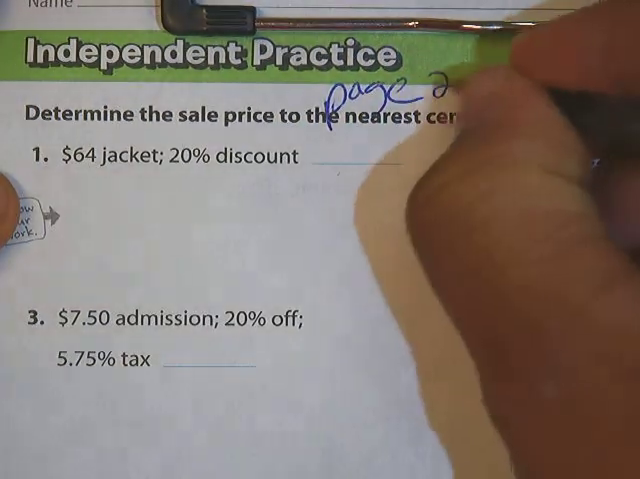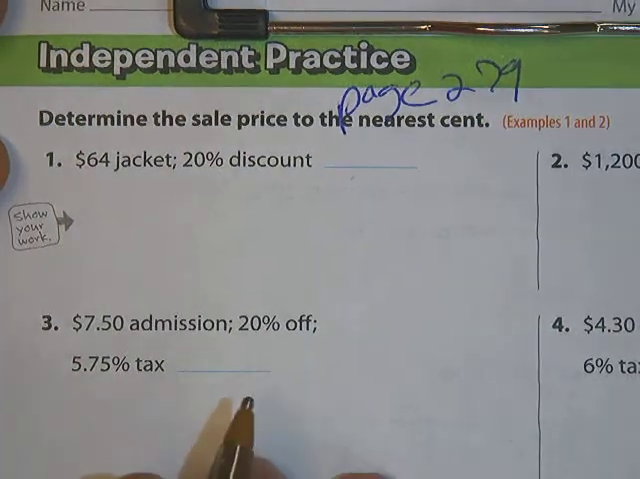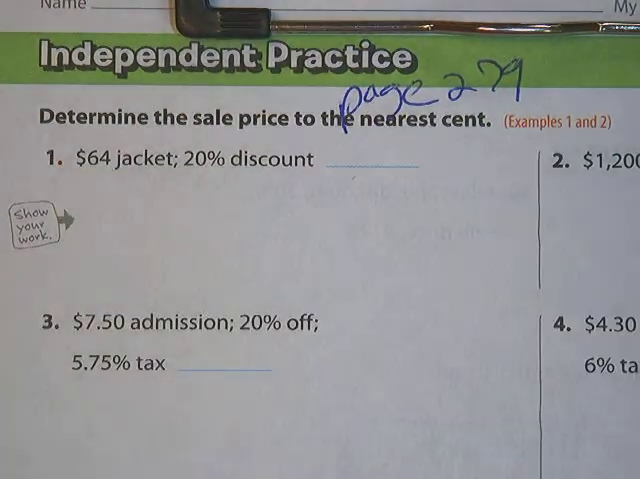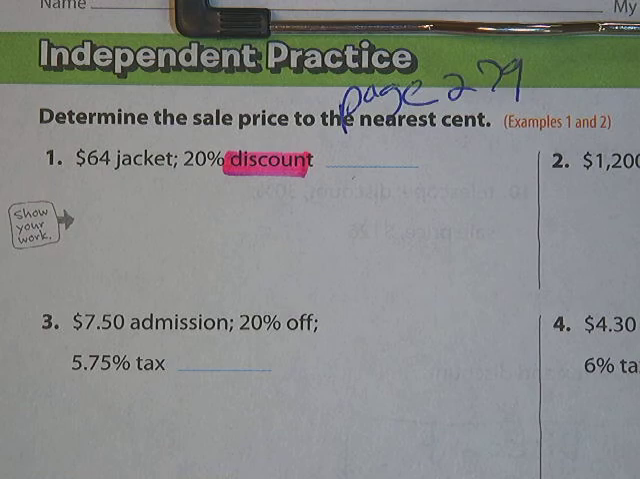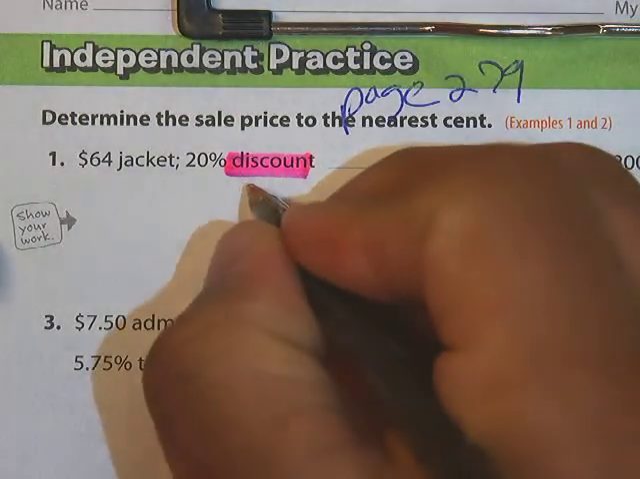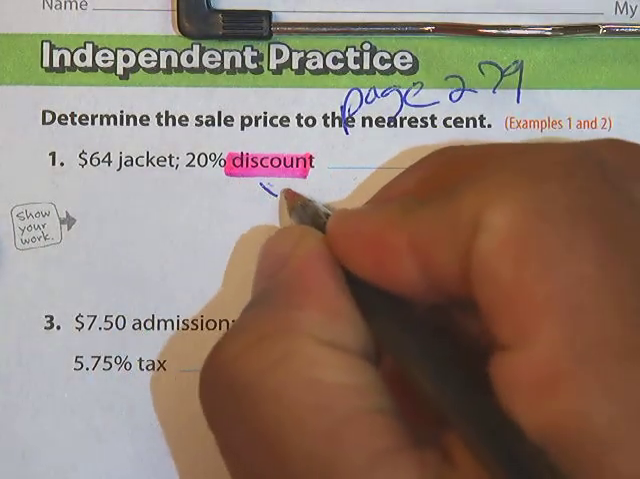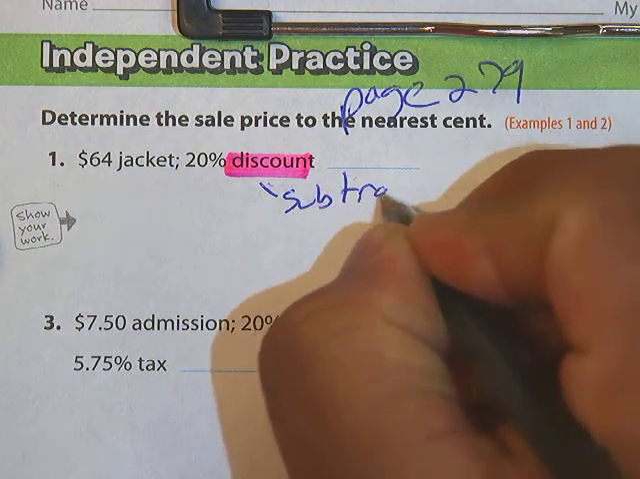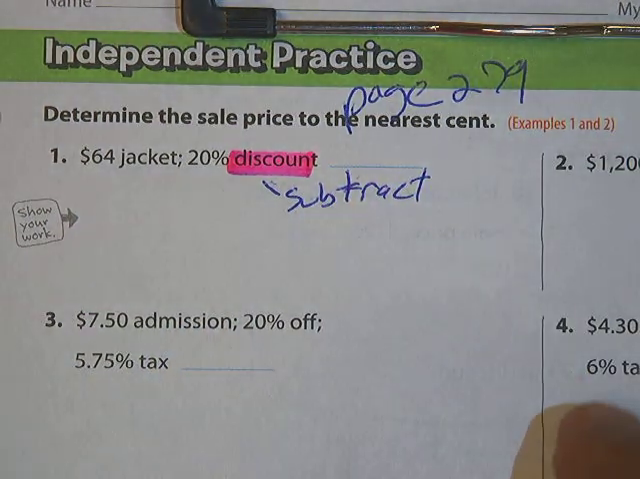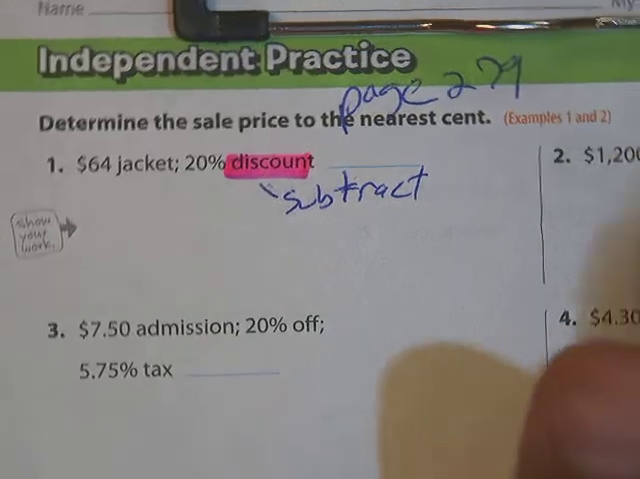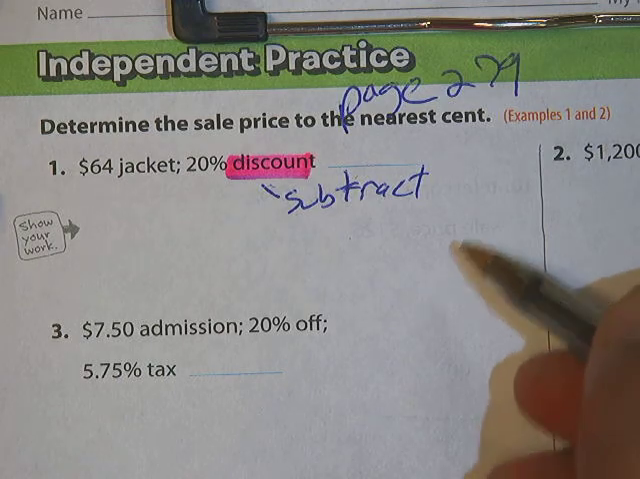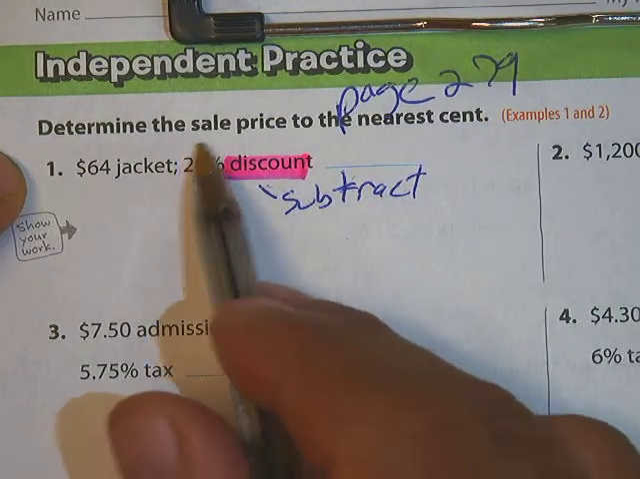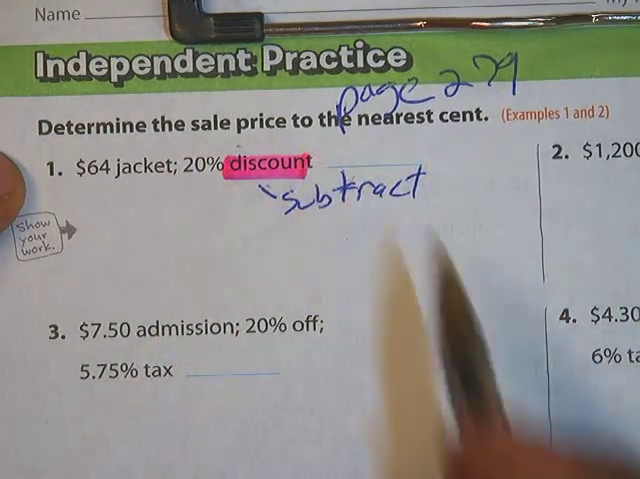Page 279, and this is talking about discount. Now, a discount is exactly what it is. When you get a discount from something, that means you're going to get a better price. So that means the price is going to go down. When you think of discount, think, oh, I might have to subtract for the most part. Sometimes they're not asking you to give them the new price; they might just want to know the discount. But right now they want you to determine the sale price to the nearest cent.